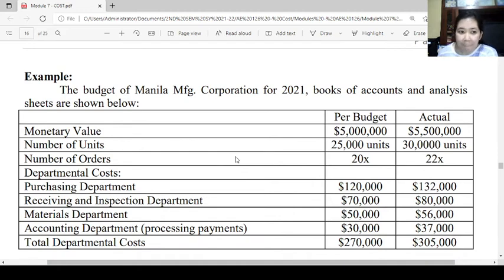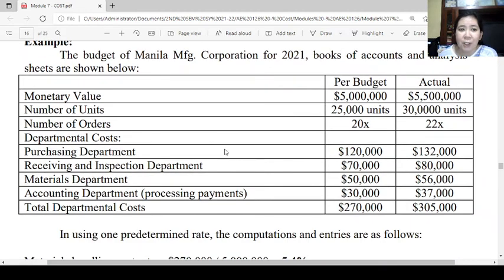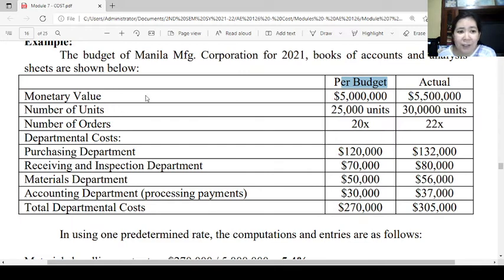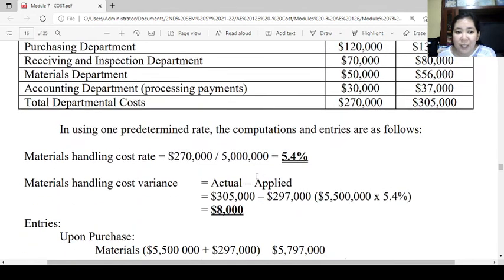So to illustrate, we have here an example. The budget of Manila Manufacturing Corporation for 2021, books of accounts and analysis sheets are shown. We have per budget and actual, respectively. We have the monetary value of purchases, number of units, number of orders, departmental cost, and the total departmental costs. If the entity is using one predetermined rate, we will use the formula for it.